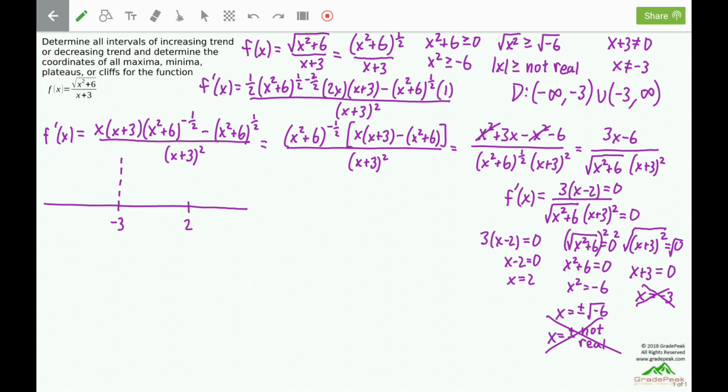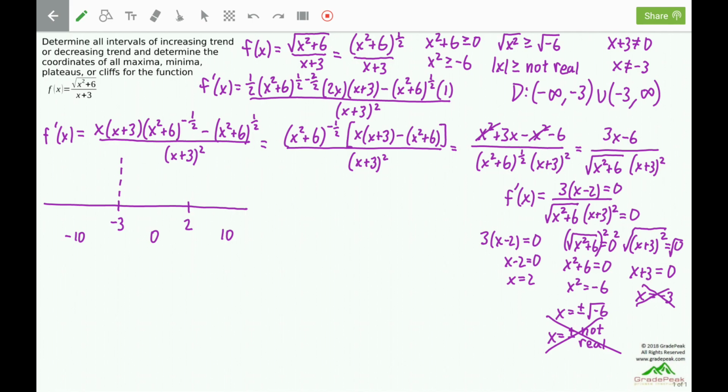We can pick a test value in each of these intervals. The first interval is negative infinity to negative 3. Negative 10 is in that interval. The next one is negative 3 to positive 2. 0 is in that interval. And the next interval is positive 2 to positive infinity. Positive 10 is in that interval.